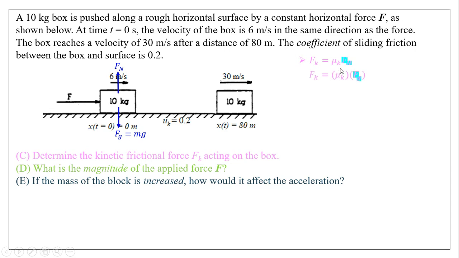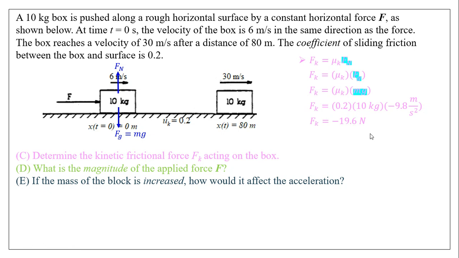So therefore, I can do that quick substitution. Wherever Fn is, I can say Fn is equal to the magnitude of F of g. Well, I know what F of g is. F of g, I can break it up into mass times gravity. Well, by doing so, I know all my values. I know mu k is 0.2. I know the mass is 10. I know gravity due to acceleration at the surface of Earth is negative 9.8. Okay? And if you simplify on your calculator, you should get a negative value, 19.6, which makes sense.